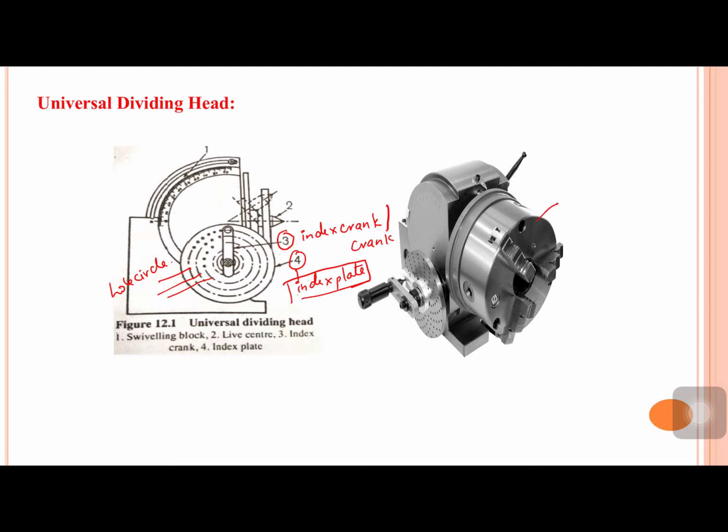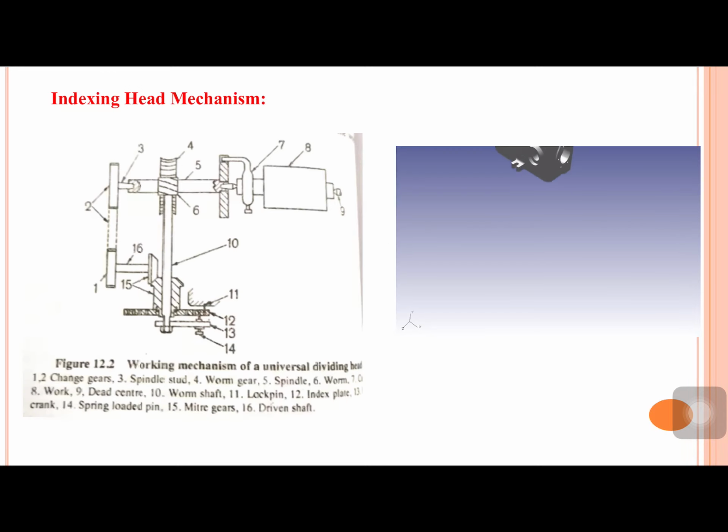And here the work part can be held by using this 3-jaw chuck. The function of the 3-jaw chuck is to hold and rotate the work part. Or if you are using the live center and dead center, you can place the work part between the live center and the dead center, and that can be rotated by using the carrier and catch plate. That is what is shown in this particular figure. You can see this is the carrier and catch plate, and this is the work part.